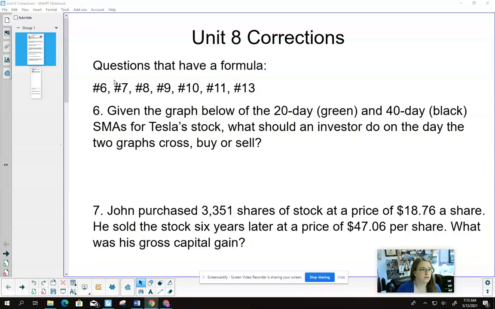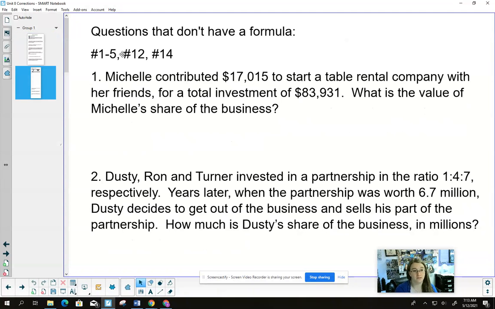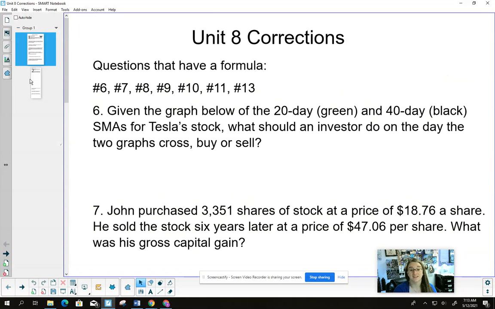Okay, so for the corrections, guys, about half the test had a formula. So if you missed any of these 7 questions, you can stay here and kind of skip ahead and see which question you need. But these all had formulas, and about half the test didn't have a formula. So 1 through 5, 12, and 14, about half the test. It's exactly half the test. 7 questions had formulas, 7 didn't.